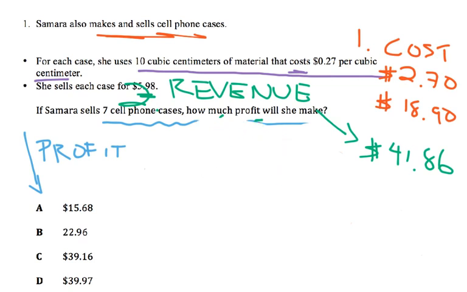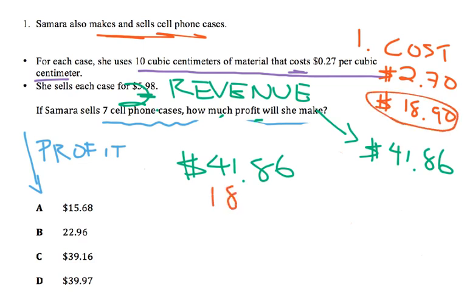Okay, last thing we're going to do is figure out how much money she actually made. So her revenue was $41.86, but her total cost was $18.90, and now I just need to subtract that, and I'll figure out my answer. I'm a little scared because it looks like... No, I think we're good. I was worried I did it wrong. So 6 minus 0 is 6. 6. And then we can't do 8 minus 9, so we're going to regroup.